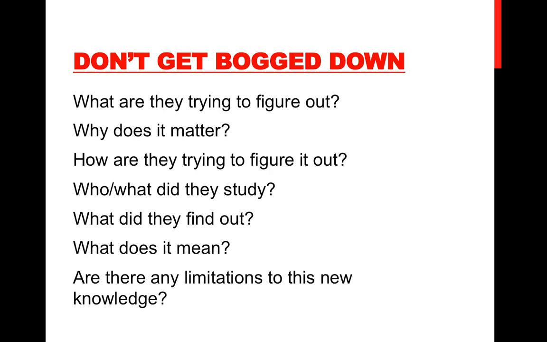When I say what does it mean, that's basically a question about what are the implications of this. Does this mean we immediately should start promoting new diets among this population? Should we immediately start prescribing this drug or using this intervention? And then the final question that you should ask: are there any limitations to this new knowledge? And usually there are. Good scientific writers will be upfront about those limitations.